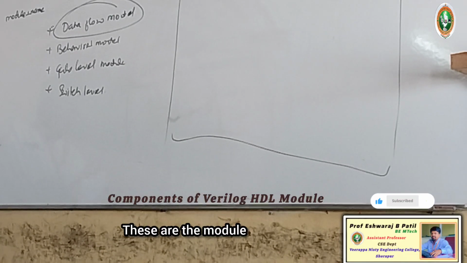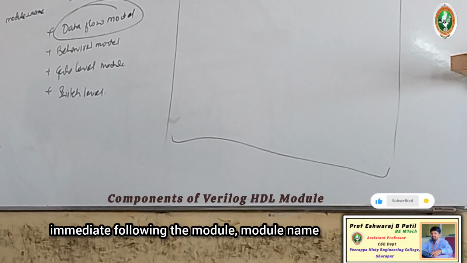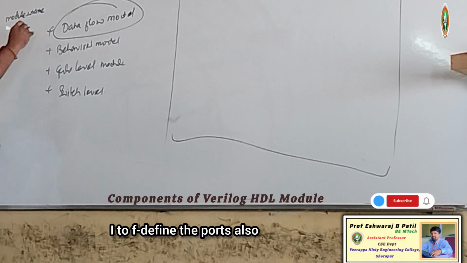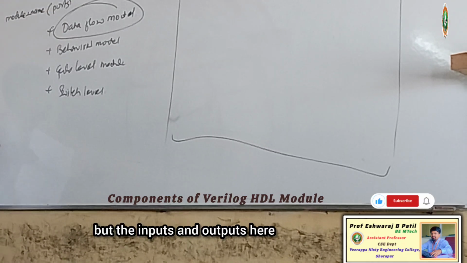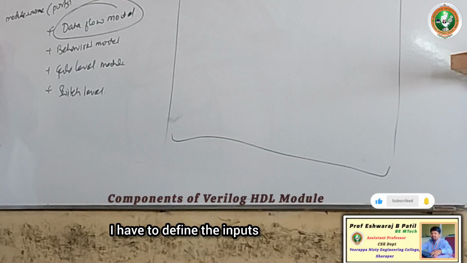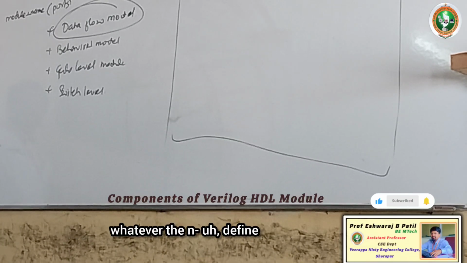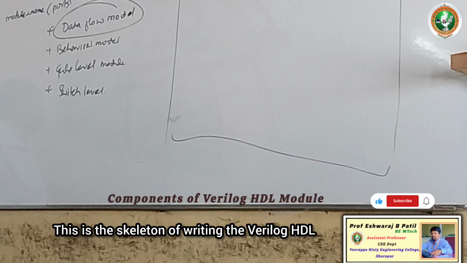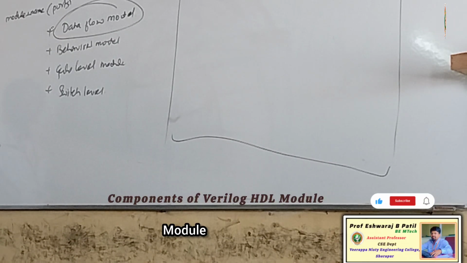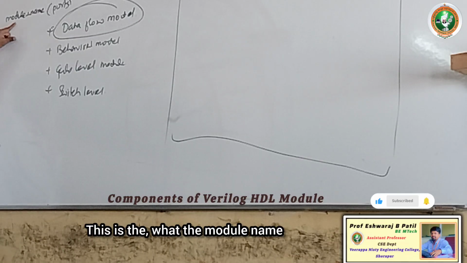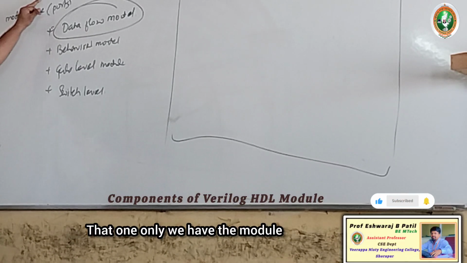Okay, these are the module and also endmodule. I have to follow it now. Immediately following the module name, I have to define the ports also. Ports are nothing but the inputs and outputs here. I have to define the inputs and outputs here, and also write the body here. This is the skeleton of writing Verilog HDL. This is the module name and also ports. Like this, I have to end with the endmodule also.